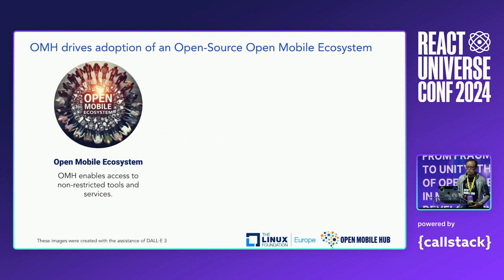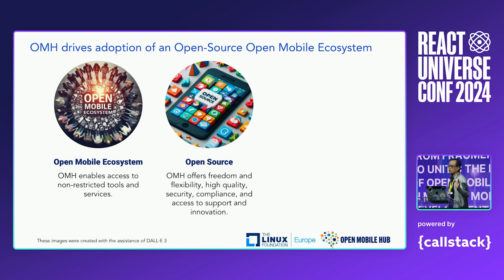So let's continue looking at the benefits. I think I pretty much highlighted some of the major benefits earlier in the slides. But the most important part is the open mobile ecosystem. I think that's what everybody is talking about nowadays. It's also one of the things that offer non-restricted tools and services for app developers. And of course, open source. I mean, it doesn't need to be emphasized. Everybody knows all the benefits, like high quality, flexibility in terms of security, and also compliance.